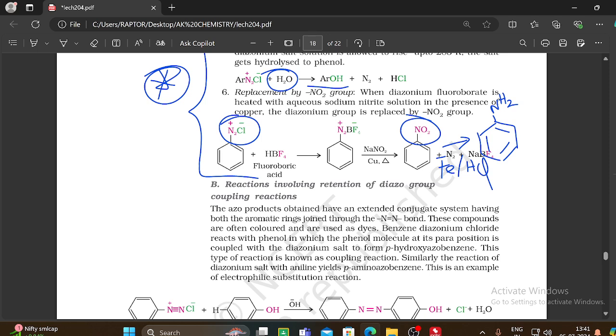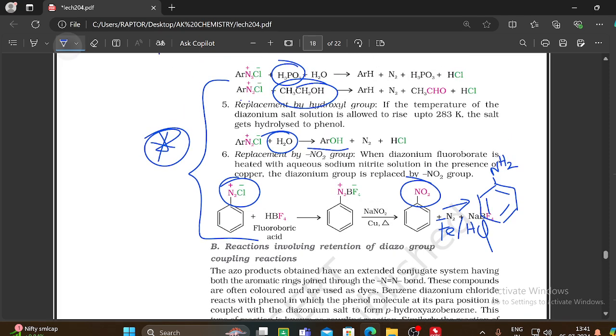NO2 separately I cannot add. I should add it as a compound only. But that compound should cleave the NO2 easily during the reaction. Which means I should use Na+ or Cl+ compounds. Then only NO2 will come as NO2- quickly. Potassium is a highly reactive metal, so sodium is the safest metal. That's why I have taken sodium nitrite.